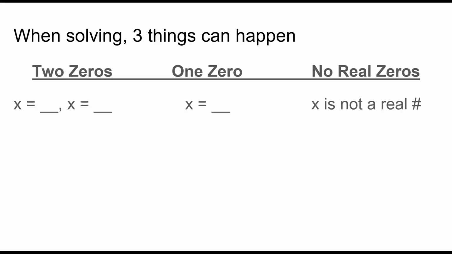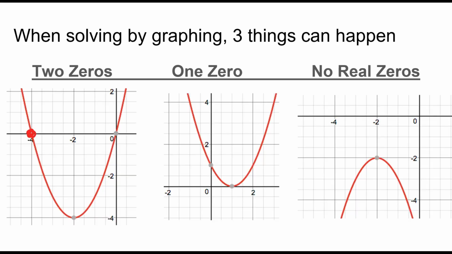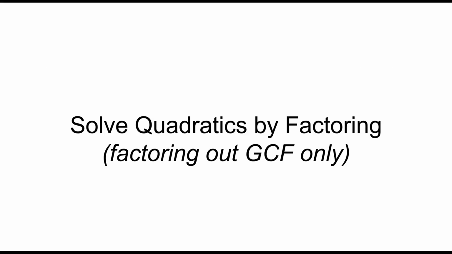Three things can happen when you're solving quadratics. You can end up with 2 zeros, 1 zero, or no real zeros. On a graph, 2 zeros looks like this, 1 zero is your vertex, and no real zeros means it never is going to cross the x-axis. So we'll start solving quadratics by just factoring out the GCF.